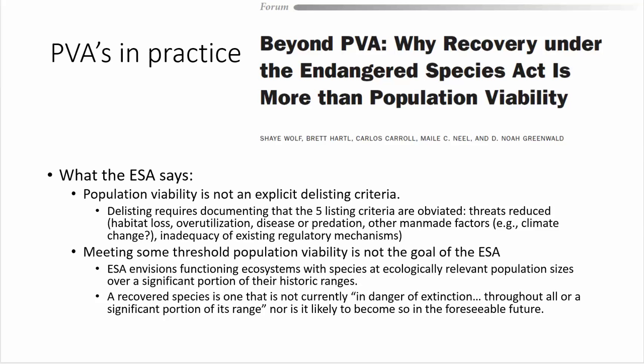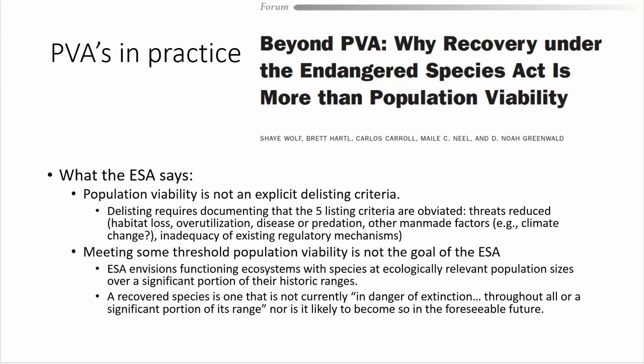So then we can think about this with respect to the ESA, and there are a number of papers that talk about PVAs in practice. Shea Wolf, for example, and a group wrote a paper last year, Beyond PVA: Why Recovery under the Endangered Species Act is More Than Population Viability, and they make the point that population viability is not an explicit delisting criterion. Delisting requires documenting that you back out those five listing criteria: threat, habitat loss, overutilization, disease and predation, other man-made factors, or the inadequacy of existing regulatory mechanisms.